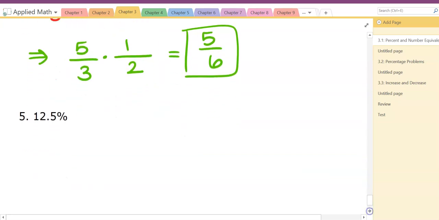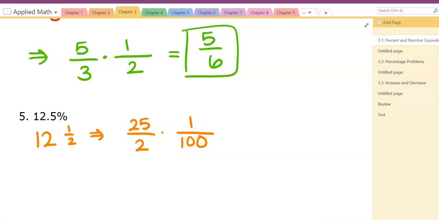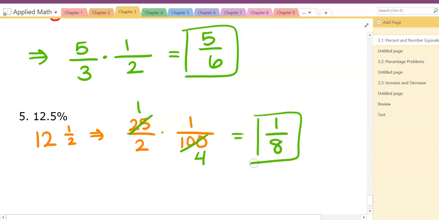Last one, how could I write 12.5 as a fraction? 25/2 because it's 12.5, which is the same thing as 25/2. Then if we multiply by 1/100, what can I reduce here? So 25 becomes 1, 100 becomes 4. So my answer would be 1/8. What is 1 divided by 8? It's up there. 0.125, and then if I take 0.125 times 100, I'm back at 12.5.